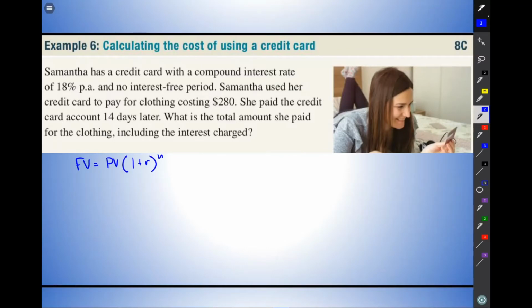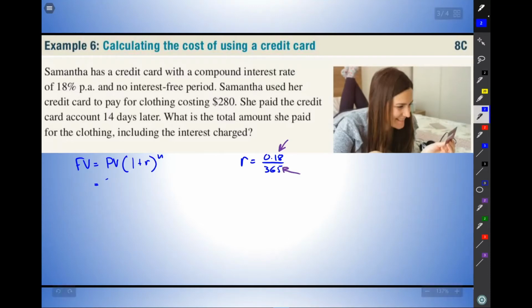But we need to make sure that we put in our interest rate as the daily interest rate. Oh, sorry, that should be 365. Okay, that's 18% divided by the number of days in a year.